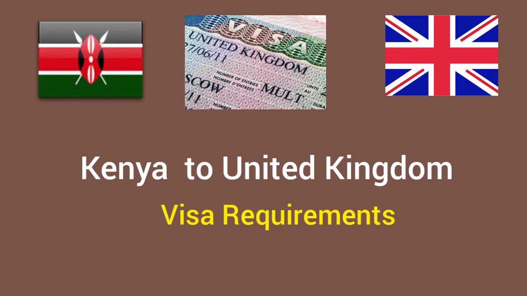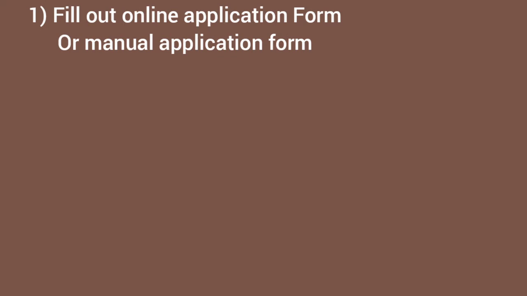What you are supposed to do in the first place is to fill out the form, either online or manually. Online means that you have to visit the website of the UK, fill out the form online, and then submit it. Manual means you will download the form, print it, and then fill it out in written form.